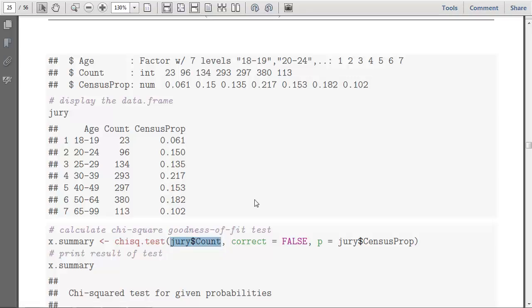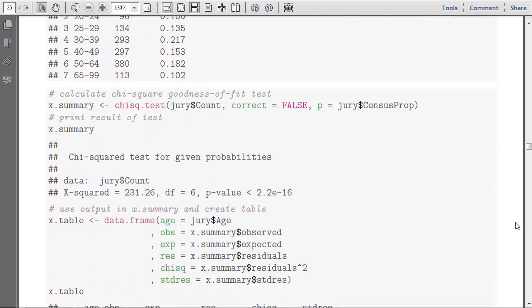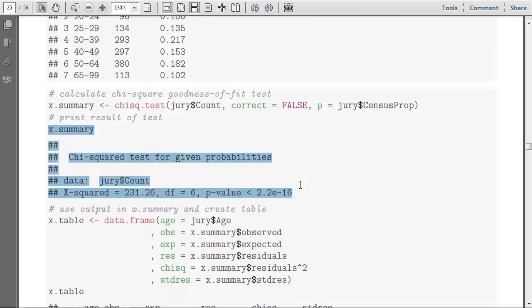If it's not equal, you need to specify those proportions in this way, p equals, and in this case we have the census proportions, which are our null hypothesis, those 7 proportions there. I'm going to put that result into the x.summary. X here sort of looks like the Greek letter chi. And let's take a look at those results. It's actually a very short summary, just one line of 3 numbers. It gives the chi-squared statistic, it gives the degrees of freedom, and then the p-value associated with that test.